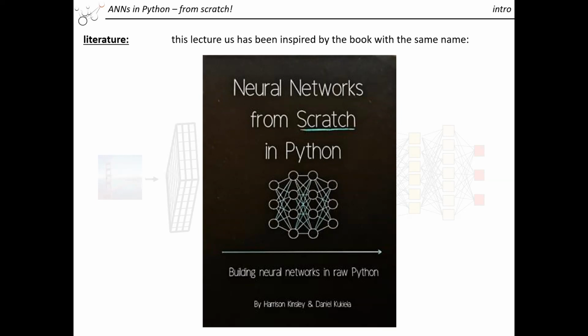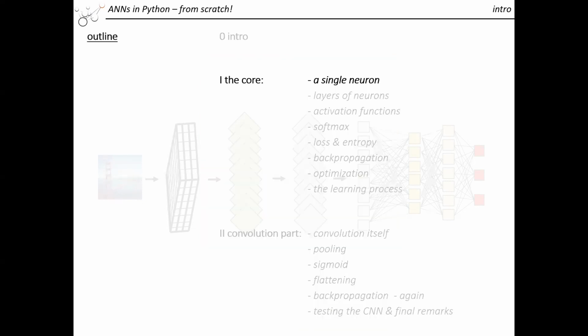And the second part will be a bit different when we create or build a convolutional neural network, which is not part of this book. But the first part, which I call the core here in the lecture, is really inspired by this book, and I will use the same notations for the variables and for the functions so that you can really read this in parallel.